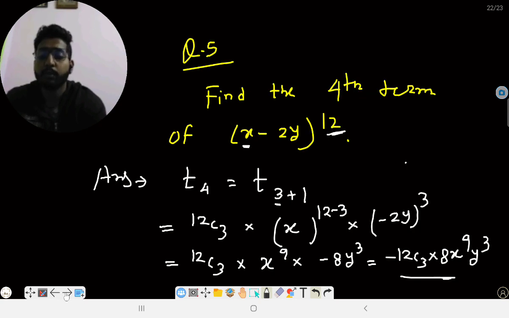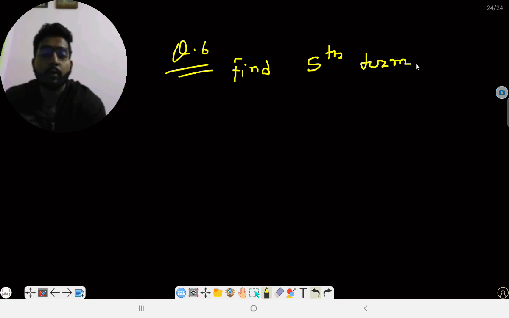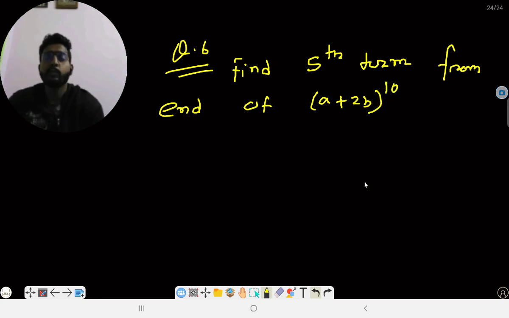Okay, so this is question number 5. Now question number 6 is similar, but there is a change. Question number 6: find the 5th term from the end of a plus 2b whole to the power, suppose it is given, 10.